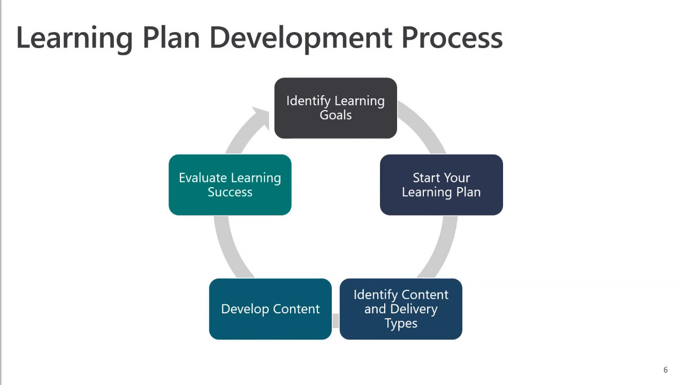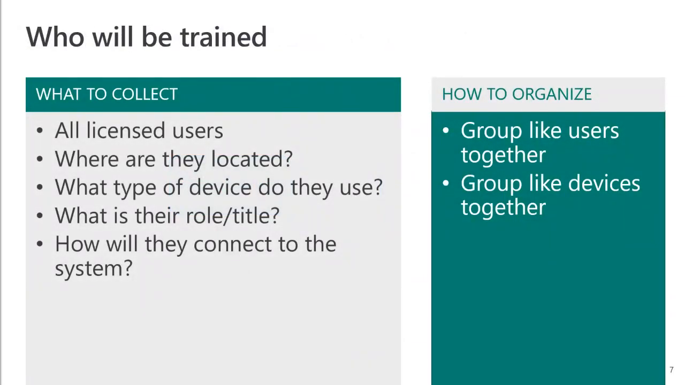So diving into some more details about this, I'm going to talk about the who, what, when, and where. Starting out with the who. When we think about who will be trained, there's a couple different pieces of information that you're going to need to gather. You're going to need to make sure that you're covering all of the licensed users for your application, whether that's just finance and operations, if that includes some customer engagement components or human resources applications, if you've built some Power Apps or some Power Automates that users are going to use as a part of their business processes, you'll want to include those as well.